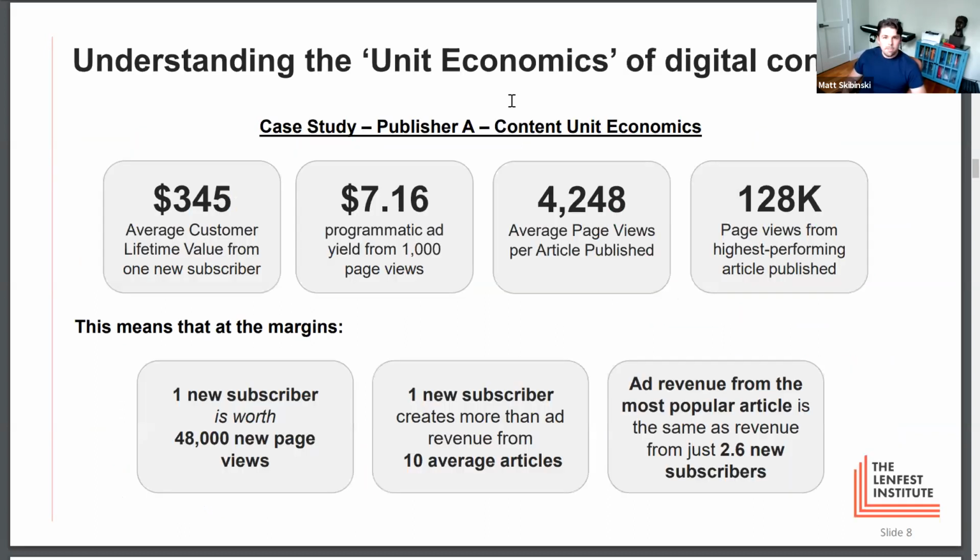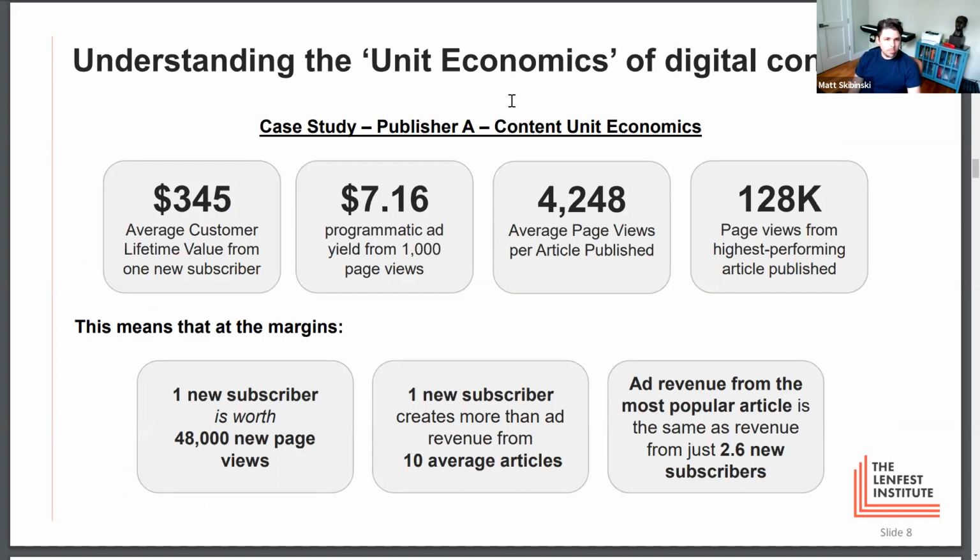So here's a case study that I talked about in the Neiman piece that is just from one publication. This is a newspaper. And the exact numbers will vary publisher to publisher, but the idea is that I don't think many publishers think about their content and the performance of their content in economic terms at all. And so here's just laying out one case study to do that.